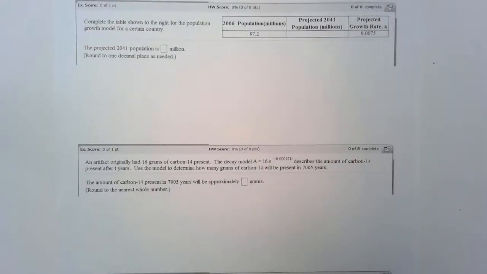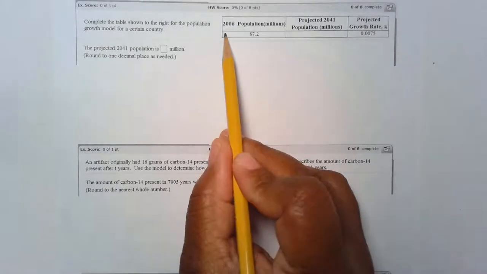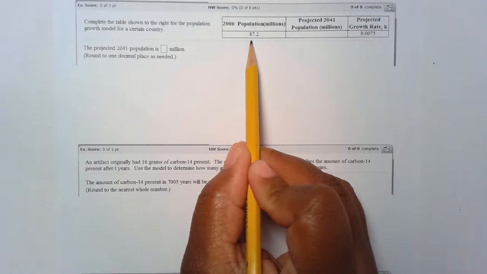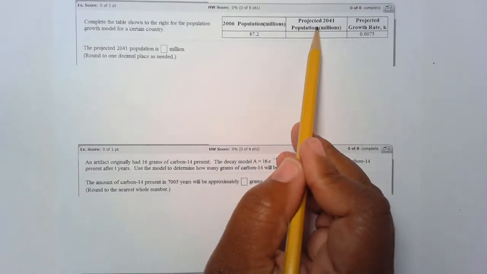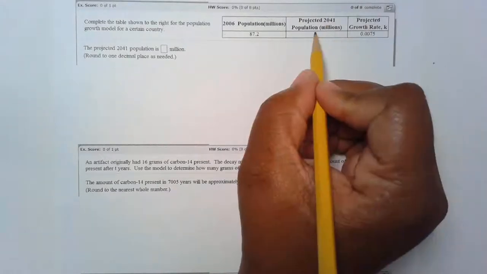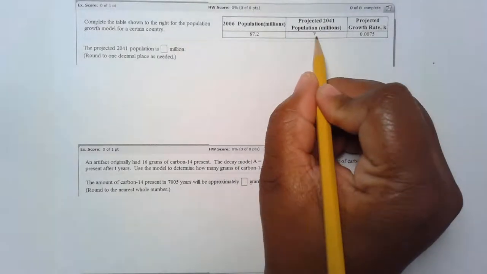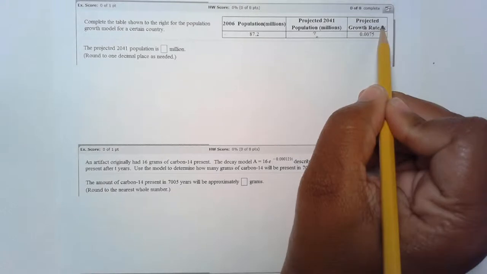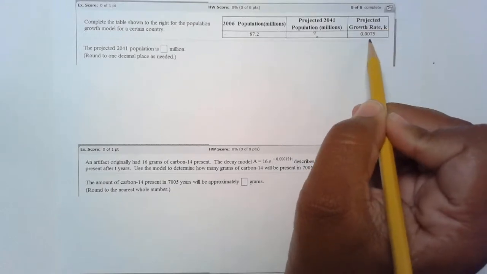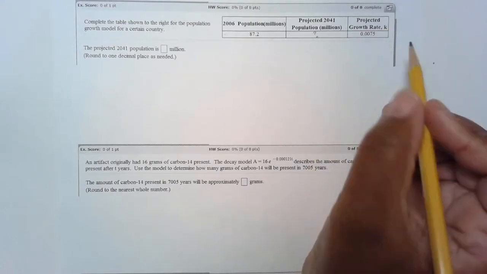All right, so let's look at the next example. It says complete the table shown to the right for the population growth model for a certain country. So we have here 2006 population in millions, 87.2, projected 2041 population, we don't know, that's the unknown. This is what we want to find. And then we have the projected growth rate, which is 0.0075.